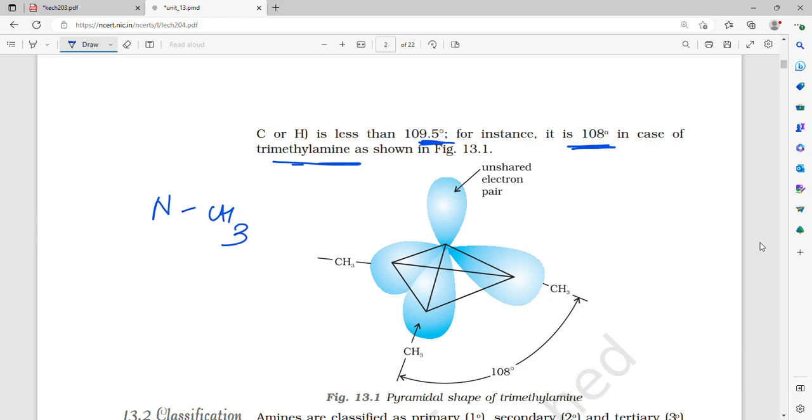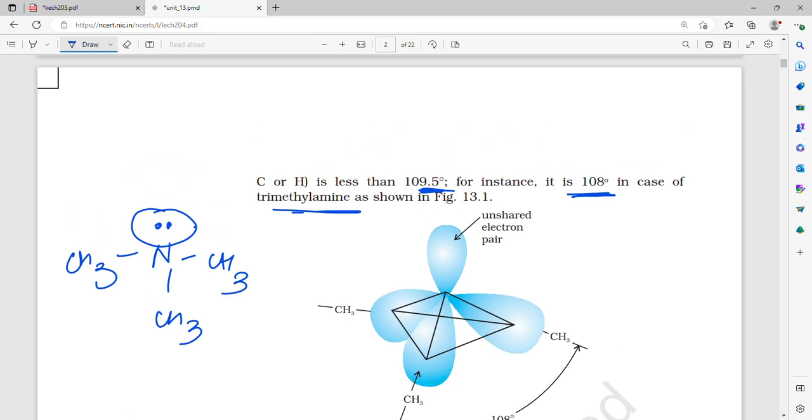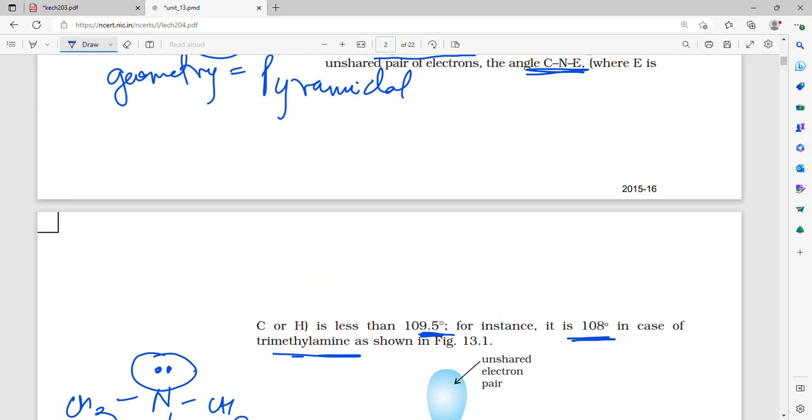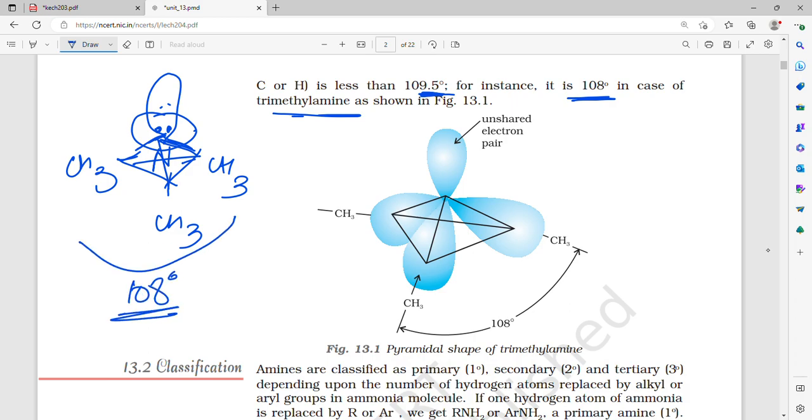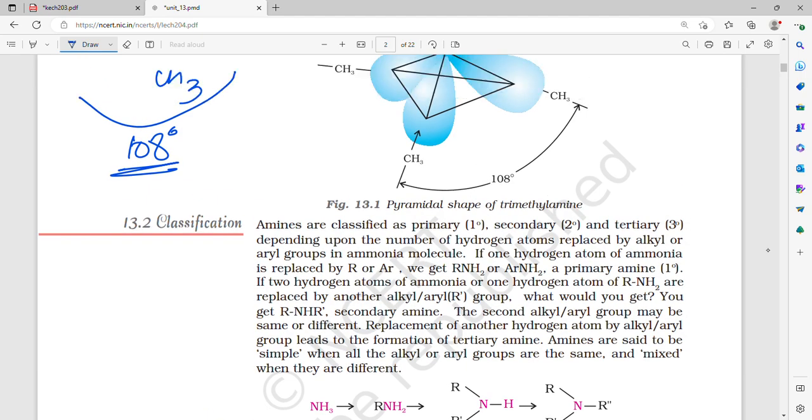If we take tertiary trimethylamine, CH3, here there will be an unshared pair of electrons. Due to this unshared pair of electrons, the angle is always going to be less than 109.5 degrees. In trimethylamine the angle is 108 degrees. And this is a pyramidal shape.